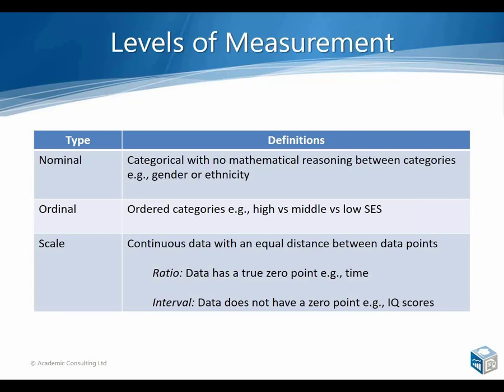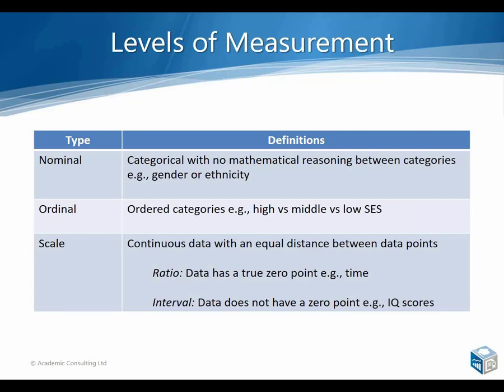Ordinal level data is the next one up, and this is still categories, but there's an order to the categories. So an example would be high, middle, or low socioeconomic status. There's a sort of ranking or an order there, but you're still putting people into boxes. You can't say that the high SES group are twice as well off as the middle, or the middle is twice as well off as the low. It doesn't work that way. You're just sort of putting people into crude boxes.